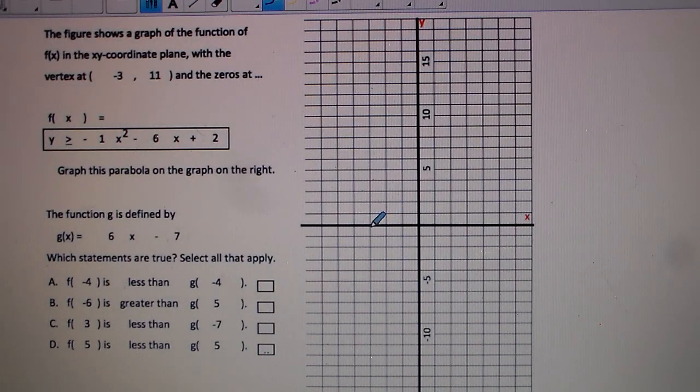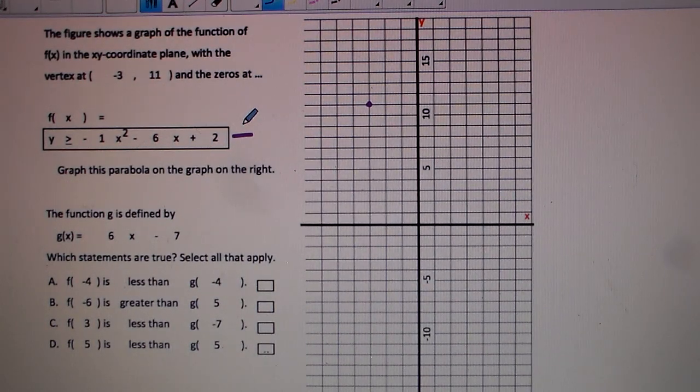Negative 3, 11 is that coordinate right there, which I'm going to do in purple this time. I could set that equation right into our graphing calculator. So we hit the on button, hit the y equals button. In your y1 section, I want you to type in negative 1 x squared minus 6x plus 2. Hit second graph, that brings up the table, and it will tell you our answers in the table.